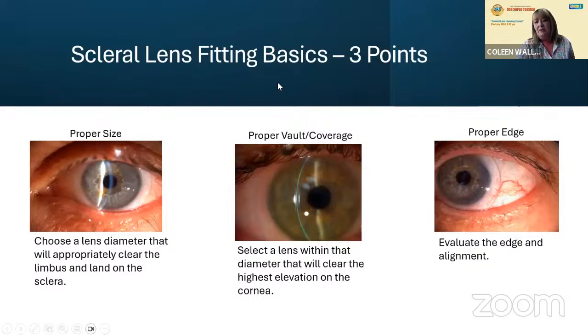There are 3 simple fitting basics when fitting a scleral lens. First, you want the proper diameter. You want coverage and clearance over the cornea. And then you want a proper edge alignment.